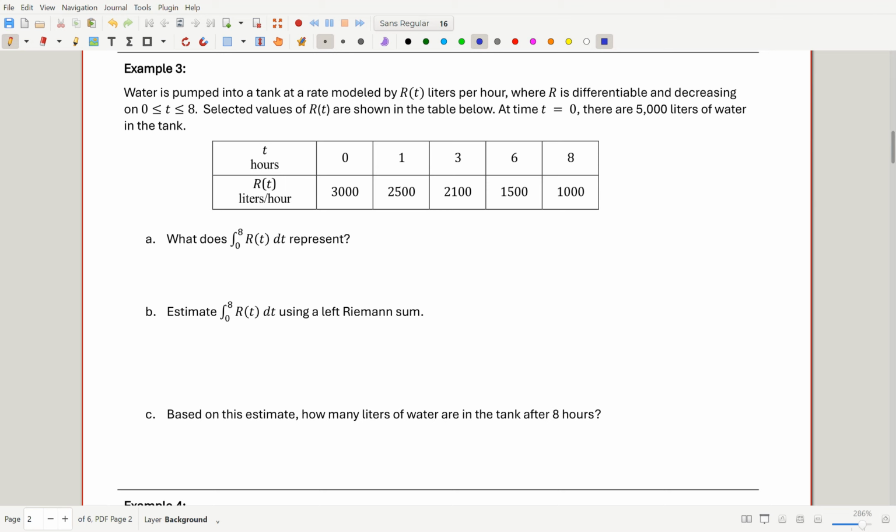So if I integrate 0 to 8 of this rate, R of t, what does that represent? In 8 hours. An integral by itself is just the change. The only way that this would represent how much water was in the tank would be if the starting value was 0. An empty tank would have this much water in it after 8 hours. But this is how much water was added to the tank. How many liters were added to the tank? I'll even use the label.